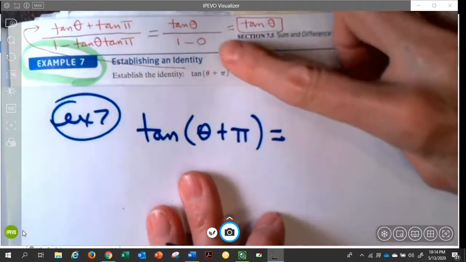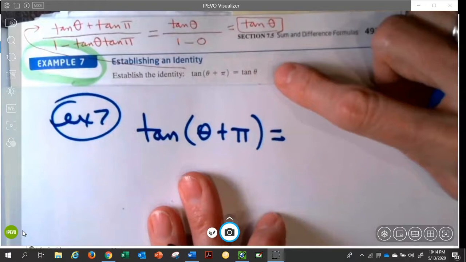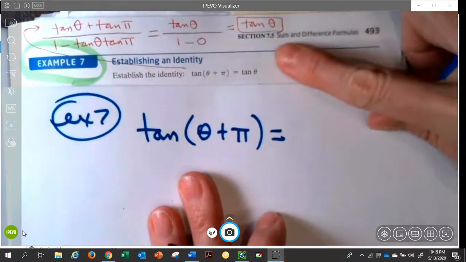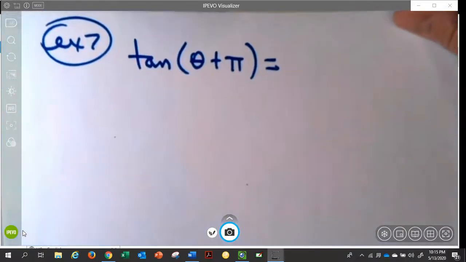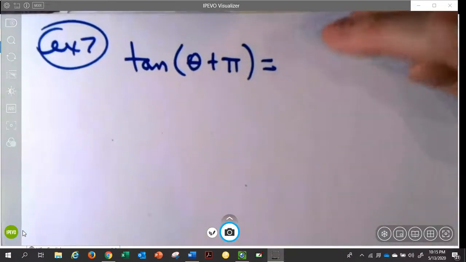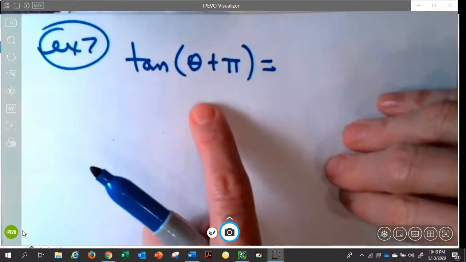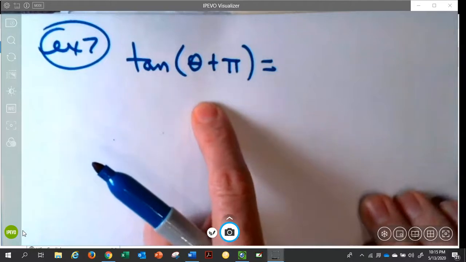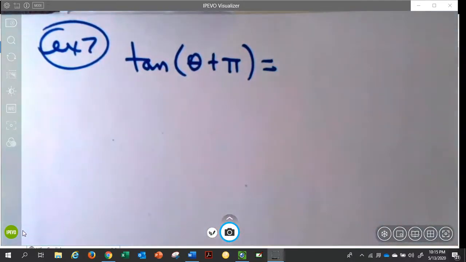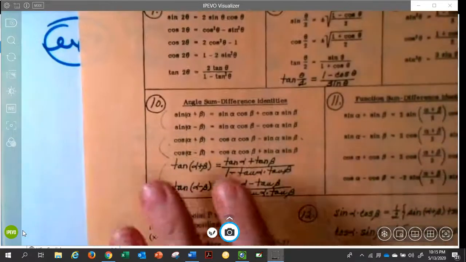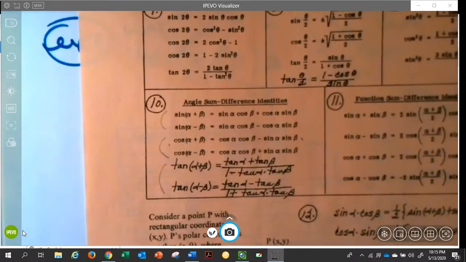So I'm starting here at tangent of theta plus pi, and I want it to just end up being a tangent of theta. That's where we're trying to go. And it just happens to be nice that we're in the section where we're doing sums and differences, and so, let's just take a guess that that's a direction to start. I'm going back to look at the formula page. We're not using it on this test, but I do like noticing stuff over and over and over, how you do it, what you do to put it together, and what it looks like.